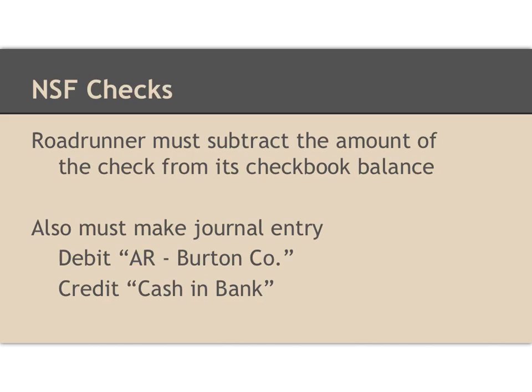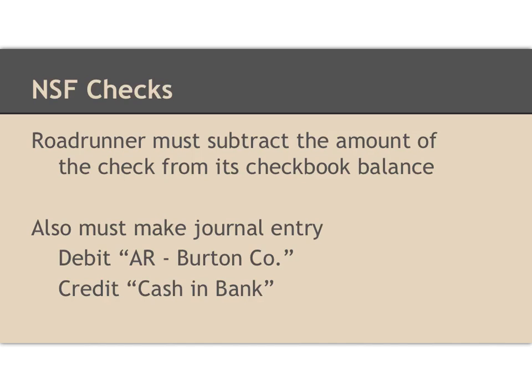And since that money came out of Roadrunner's checking account at the bank, it also needs to come out of the checkbook. Additionally, there's a journal entry to be made here, because this does actually count as a business transaction. It's the undoing of a previous transaction. So we'll subtract the amount of the check from the checkbook balance.